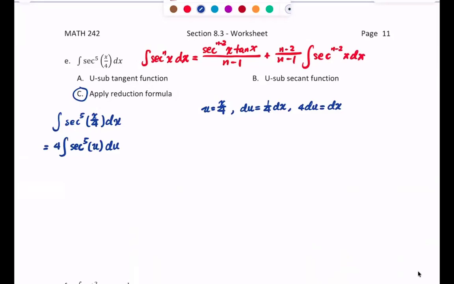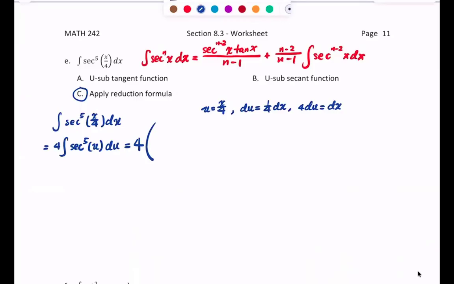So you cannot ignore the 4, pretend that it's not there, and apply the reduction formula with x over 4, x over 4, x over 4, right? So you have to take care of that. And now I can do it. Okay, so 4 times the quantity.